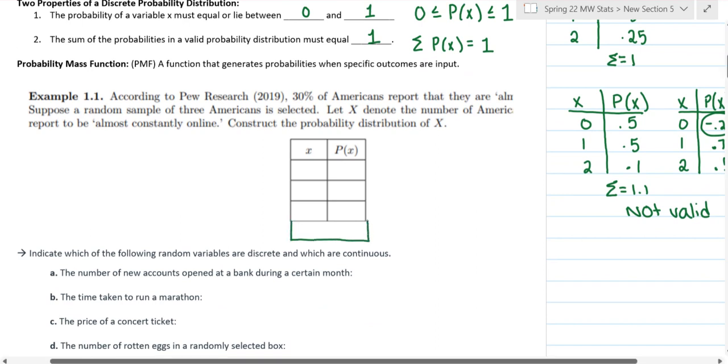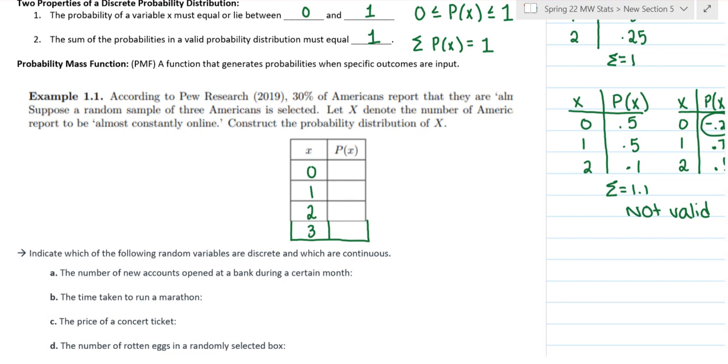Do you guys have enough rows? Oh, that's weird. Okay. Yeah, you should have 4 rows because you could have the possibility that 0 people say that they're almost constantly online, 1 out of the 3 people say that, 2 out of the 3 people say that, or all 3 say that. Okay, so you have 4 possibilities.